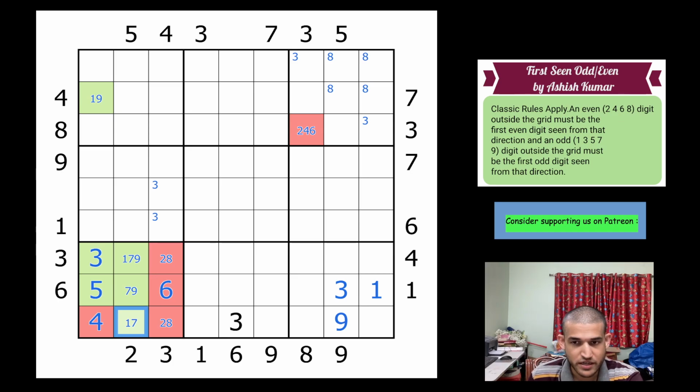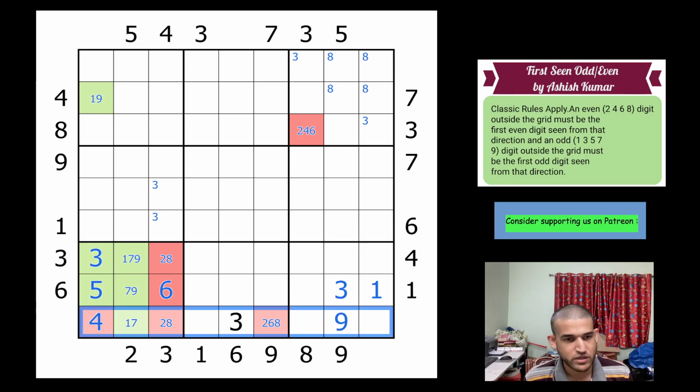Okay, this cell is not a 9, so it's even digit, and it has to be 2, 6, 8. Now if you look along row 9, 5 can't be here. 5 has to be in one of these two cells.